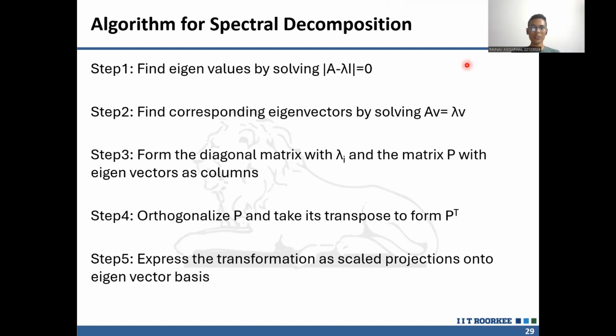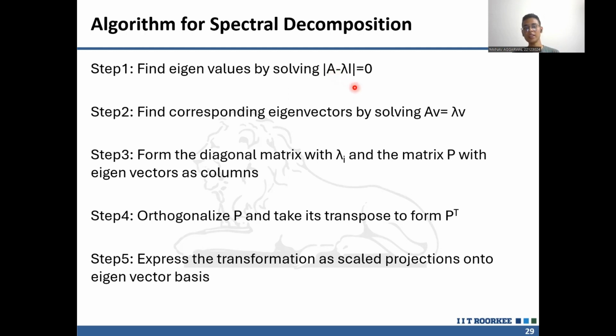Let's talk about the algorithm for spectral decomposition. Algorithms are really important as these form the basis for the pseudocode that we write for linear algebra's applications in real life problems. This can be in any programming language. We'll be discussing it with Python. So first of all, step one involves finding eigenvalues by solving determinant of A minus lambda I equal to 0. This is nothing but the characteristic equation we are so familiar with.